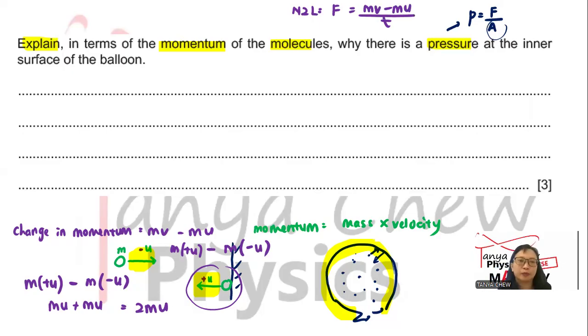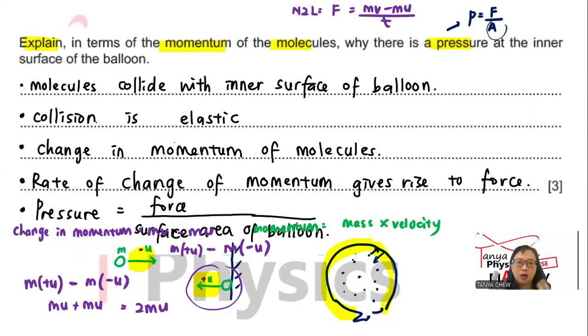So how are you going to explain this question here? First of all, I am talking about molecules colliding with the inner surface of the balloon because pressure is due to the collision between the molecules and the inner surface of the balloon.